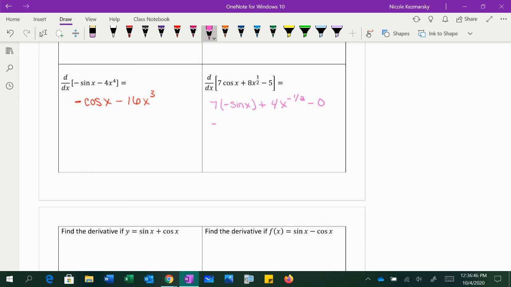Cleaning this up, the first one is going to end up with negative 7 sine of x. For the next term, I'm going to fix that negative exponent. I'm going to take the x to the negative 1/2 and put it in the bottom, making it a positive exponent. And then I don't need the 0.